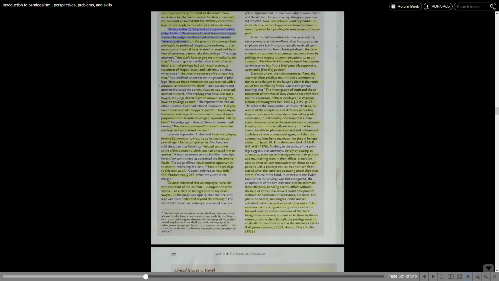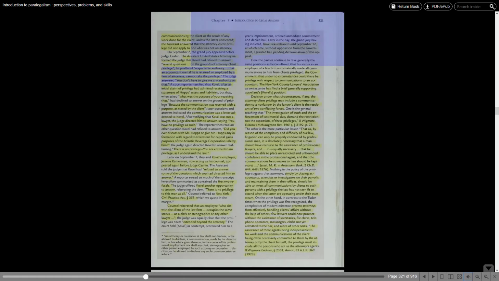The Assistant United States Attorney informed the judge that Koval had refused to answer several questions on the grounds of attorney-client privilege. He proffered respectable authority that an accountant, even if he is retained or employed by a firm of attorneys, cannot take the privilege. The judge answered, "You don't have to give me any authority on that."